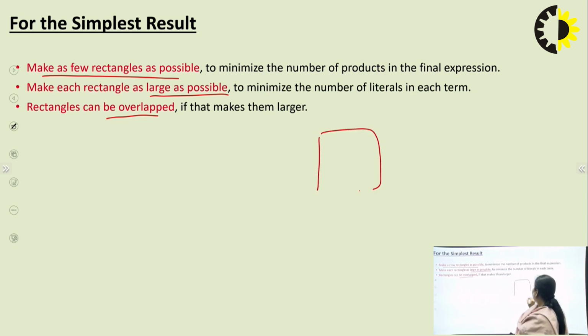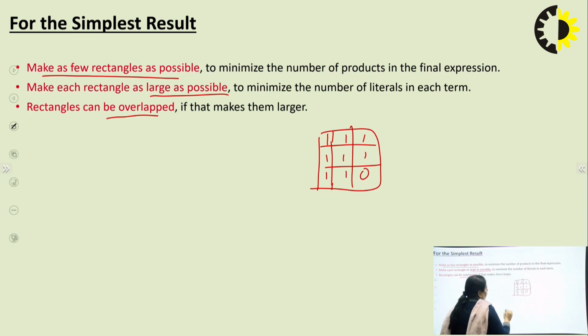For example, we have made this expression. So what could be the maximum number of ones that can be grouped? That is 4, then again 4 and then again 4. So these rectangles can be overlapped.